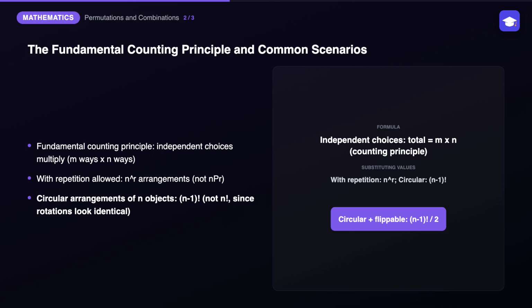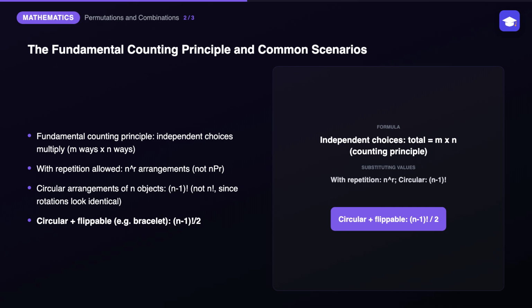A genuinely classic special case involves circular arrangements. Arranging n distinct objects around a circle gives n minus 1 factorial distinct arrangements rather than n factorial, since rotating the entire circular arrangement produces something that looks genuinely identical, and if the arrangement can also be flipped over like a bracelet, you additionally divide by 2.